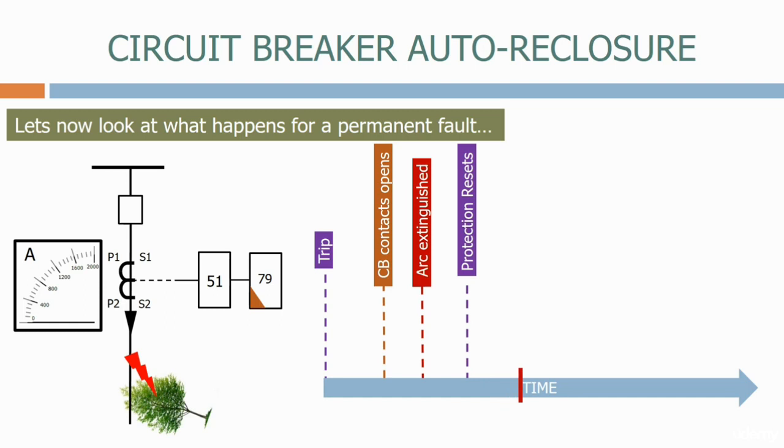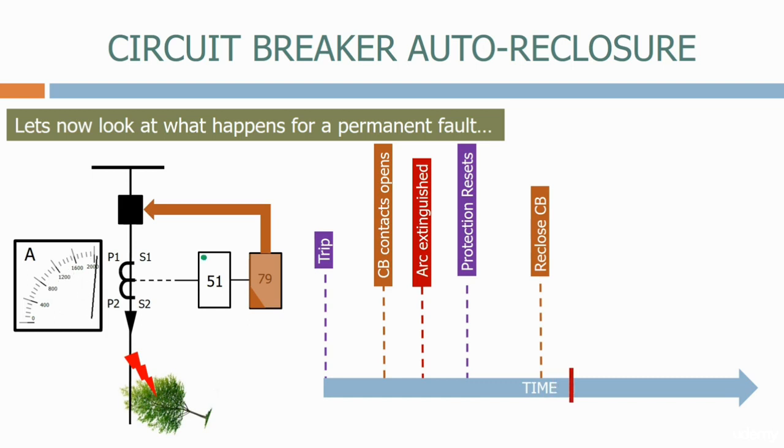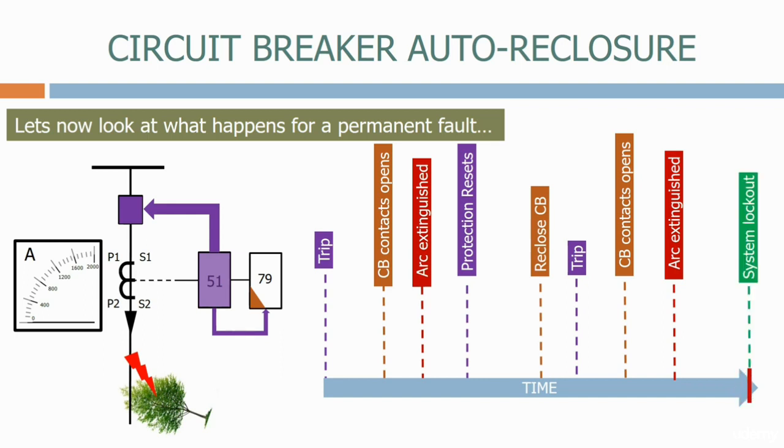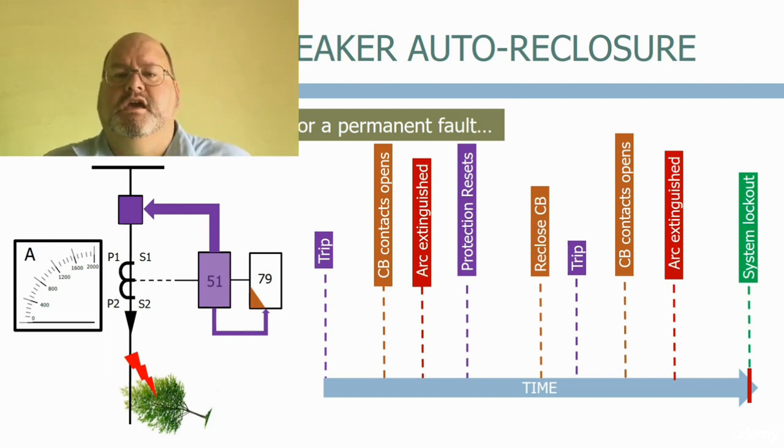The auto-reclose system now tries to reclose the circuit breaker. But this time, because the fault has not been cleared, the protection system detects the fault and straight away opens the circuit breaker, and the arc is extinguished. Because the fault was still present after we reclosed the circuit breaker, we now lock out the auto-reclose system. If a fault has been detected after the circuit breaker has been reclosed, we do not reset the protection system. This prevents the circuit breaker from trying to reclose again.